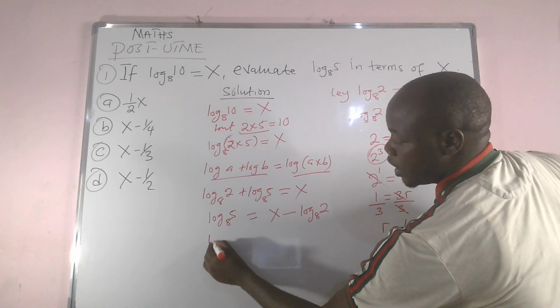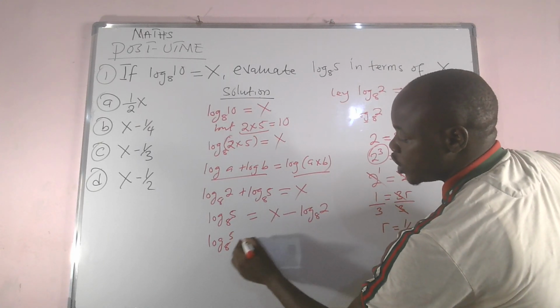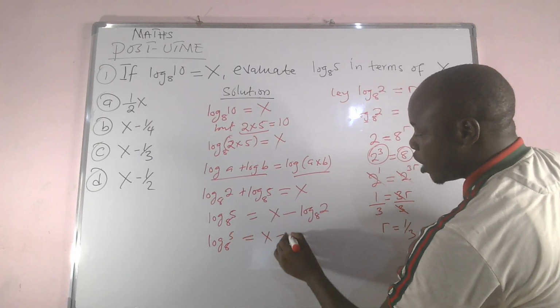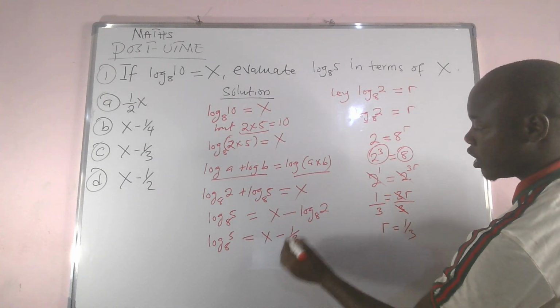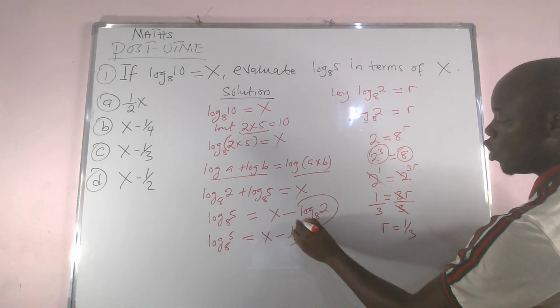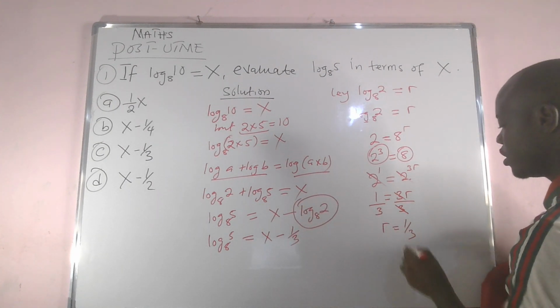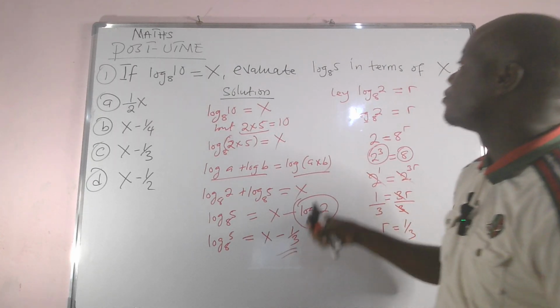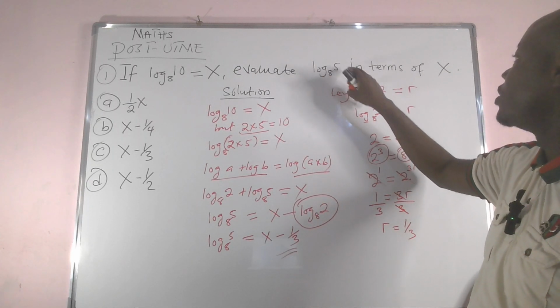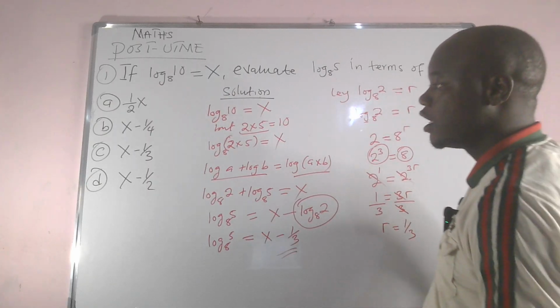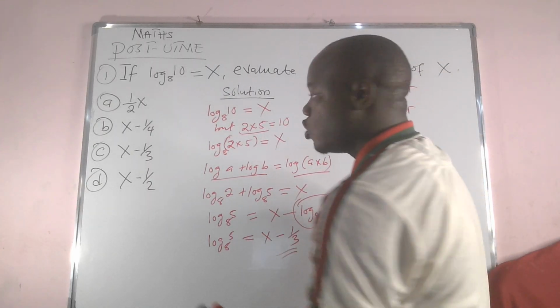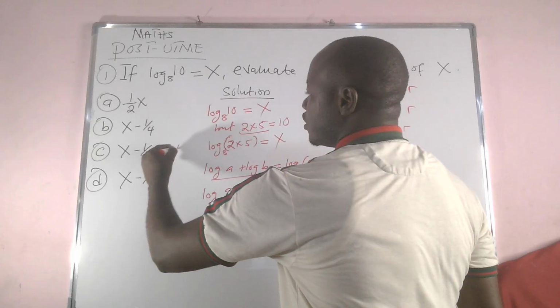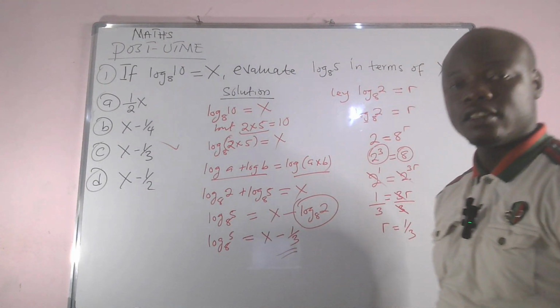So therefore now we have log 5 base 8 is equal to x minus 1 over 3. So we now replace log 2 base 8 with 1 over 3. So therefore this is the log 5 base 8 in terms of x. And let's look at our options. So if you look at option C, C is now the correct answer.